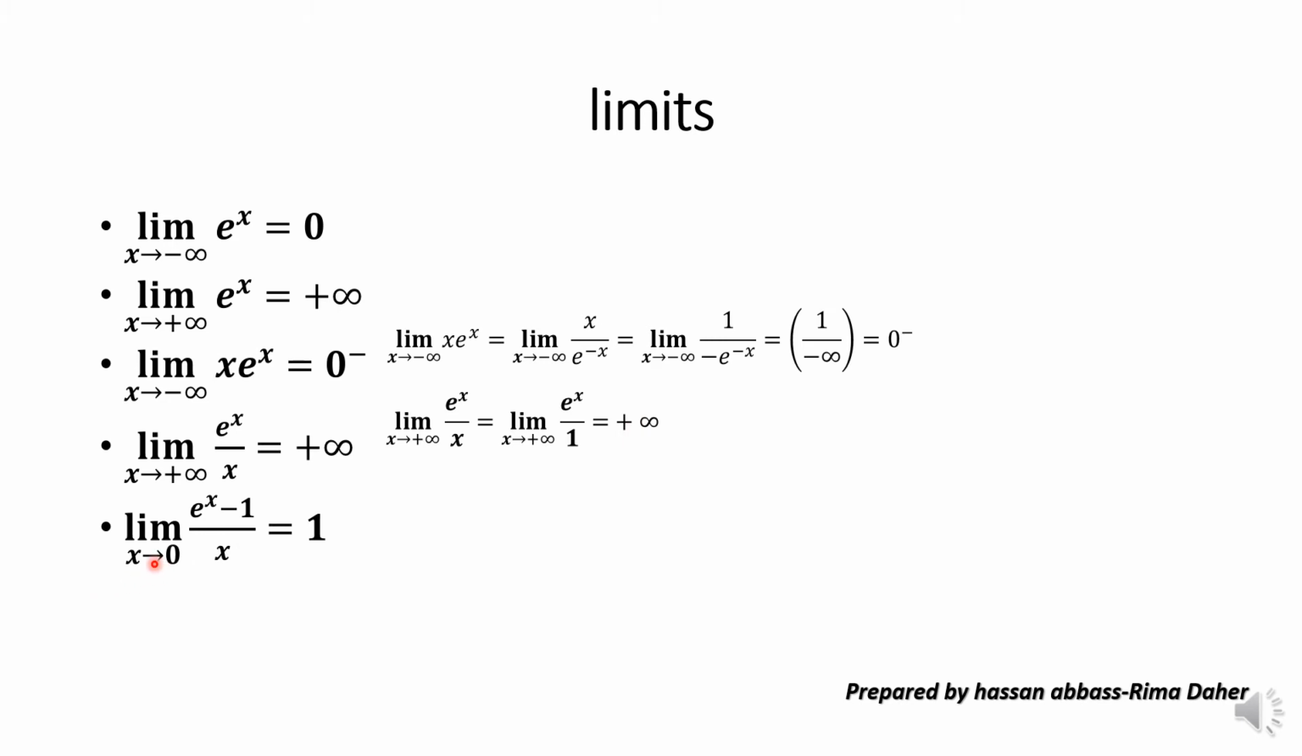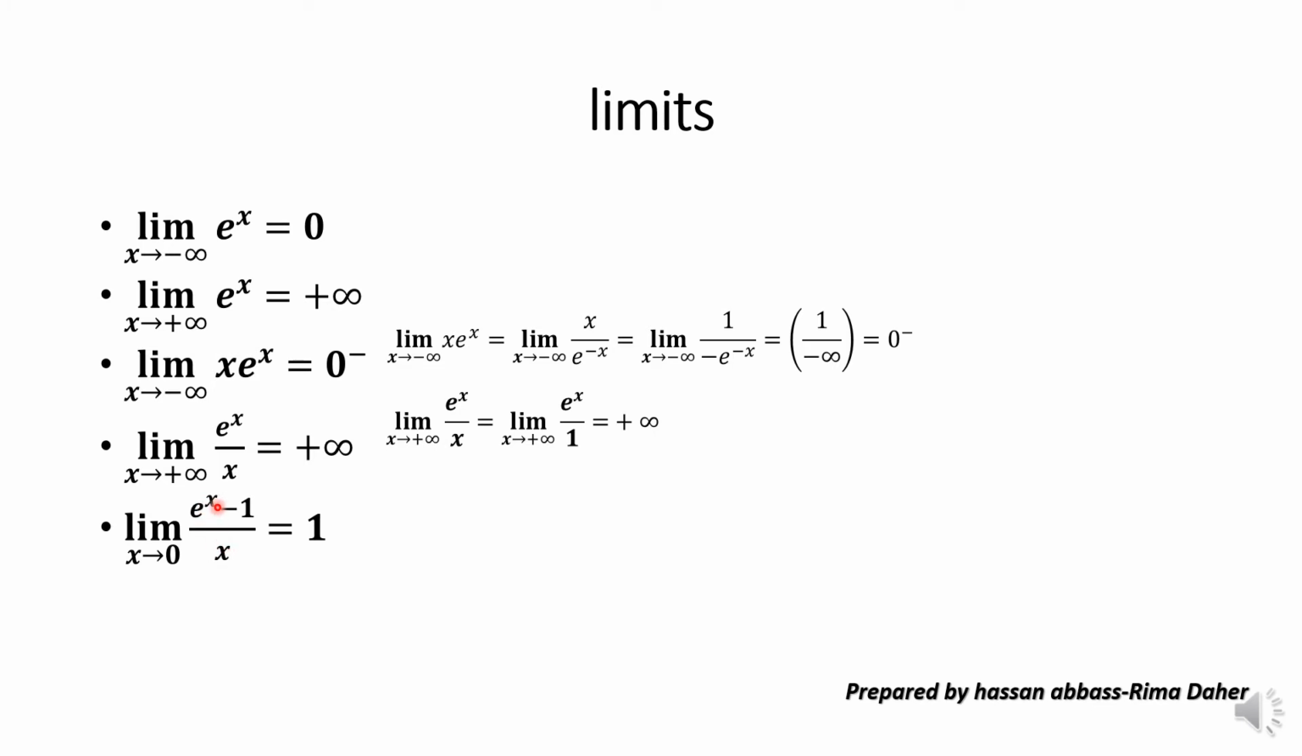Limit where x tends to 0 of exponential x minus 1 over x is equal to 1. If we replace x by this value 0, we get exponential 0 minus 1 over 0, and exponential 0 is equal to 1. Then 0 over 0, an indeterminate form.